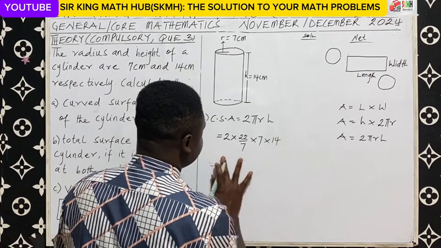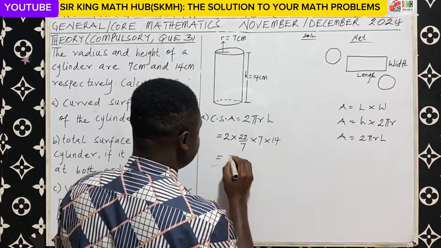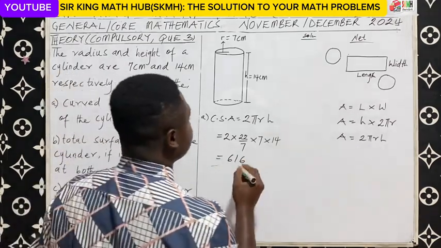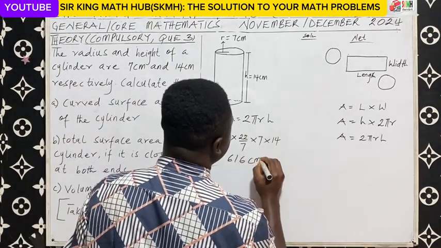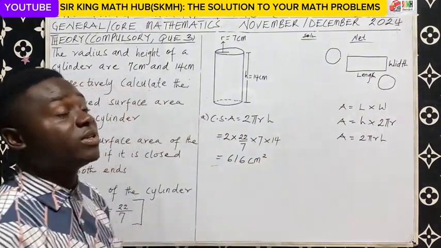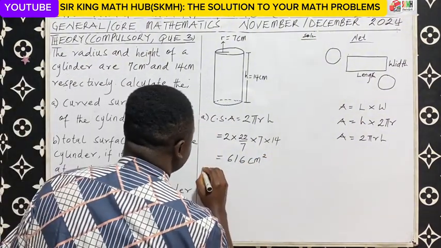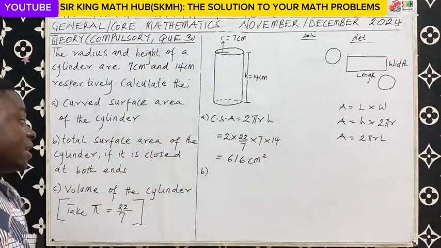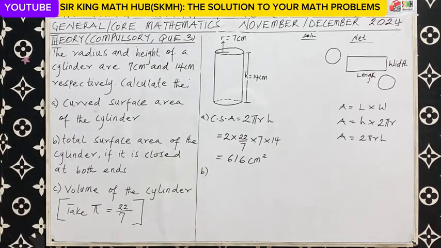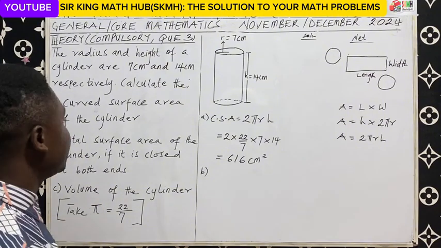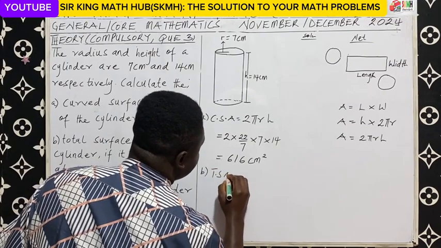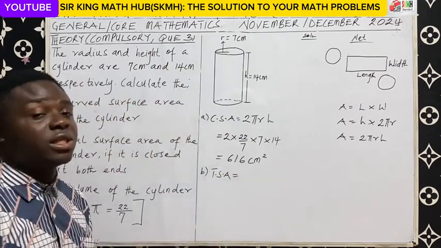That is 616. But since we are looking at area to be measured in centimeters squared, that is the curved surface area of this particular cylinder. Now for B, we are supposed to find the total surface area of the cylinder if it is closed at both ends. The total surface area of the cylinder, which is closed at both ends.